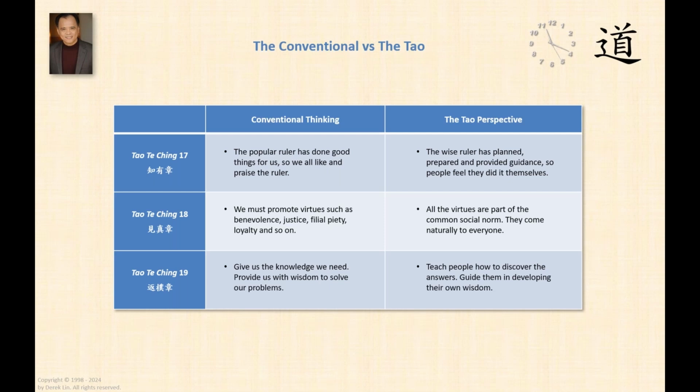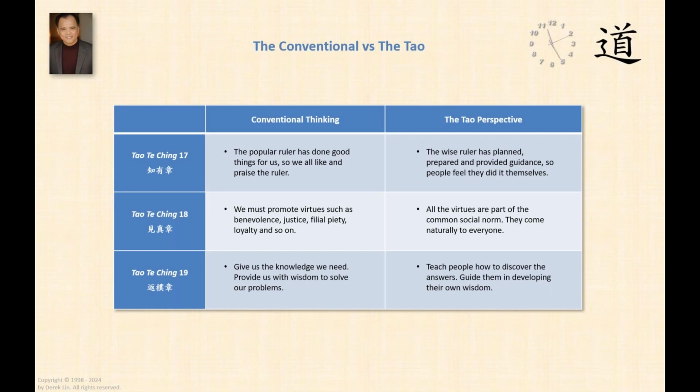Lastly, I will remark that what we're talking about here is nothing new in the world of Western wisdom. Everything we're talking about in the left-hand column is like when we say, give the man a fish and feed him for a day. That's the conventional thinking. The right-hand column is the better way. Teach the man how to fish and feed him for a lifetime. So that's what I meant by the self-sufficiency of the Tao.